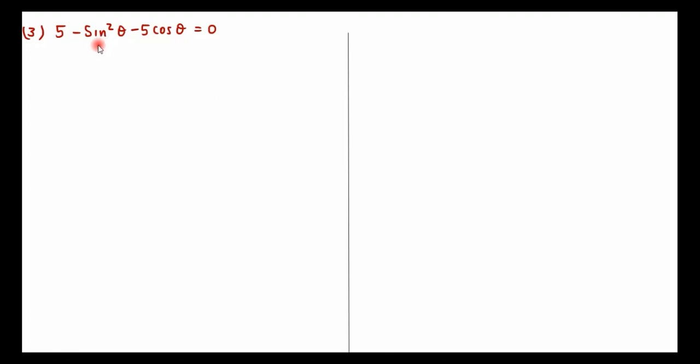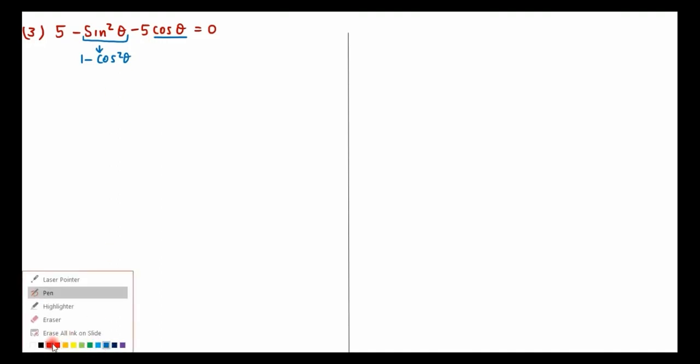Now, what is the first thing that we're going to do? When you have this type, the first thing is to make sure you change the one with the square and write it in terms of the one that doesn't have a square. What do I mean by this? Here I have sine squared, so I'm going to change sine squared into 1 minus cos squared theta. Why? Because I want to have cos squared theta and cos theta together.